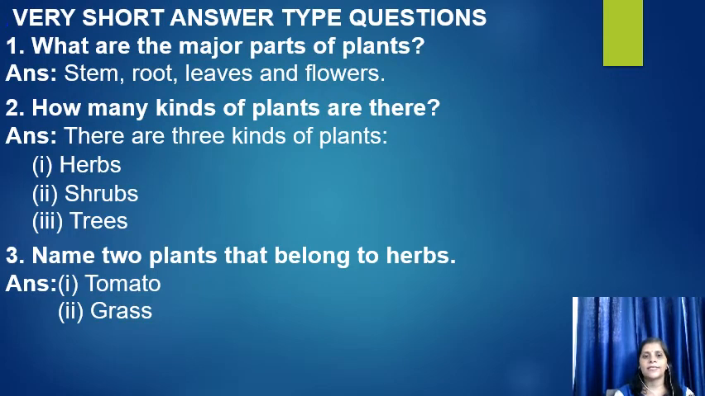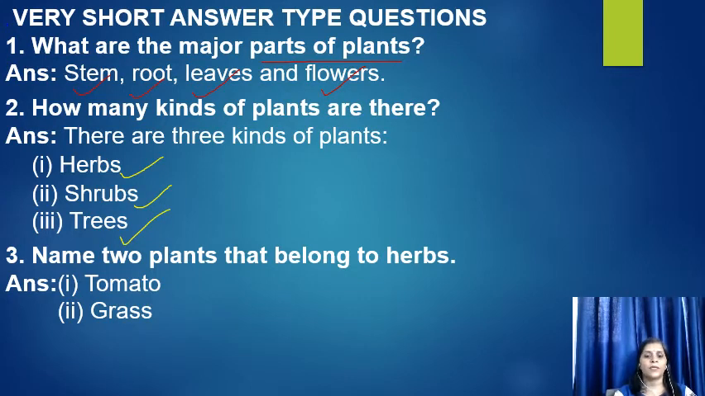Very short answer type questions. What are the major parts of plants? The major parts of a plant are stem, root, leaves and flowers. How many kinds of plants are there? There are majorly three kinds of plants: herbs, shrubs, and trees.